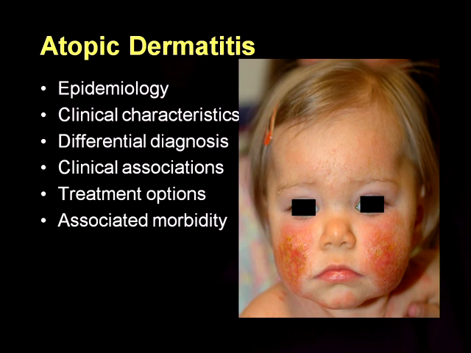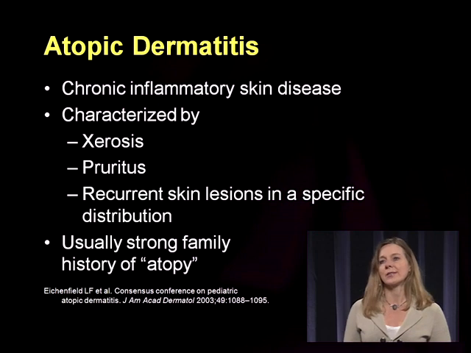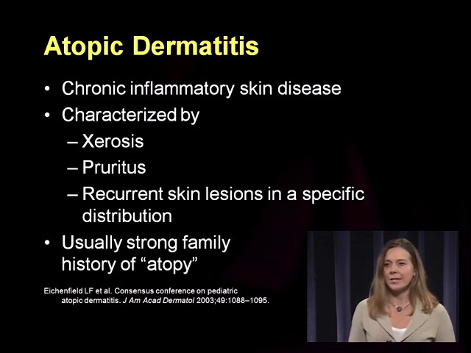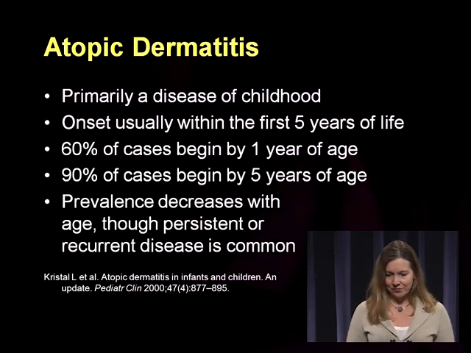And here we see a young lady who has the typical facial features of atopic dermatitis with these very pronounced red plaques with overlying crust on the cheeks. And I'll show you quite a few more examples. So atopic dermatitis is a chronic inflammatory skin condition that's characterized by dry skin or xerosis, itching, known as pruritus, and recurrent skin lesions that tend to occur in a specific pattern. And there's usually a strong family history of atopy.